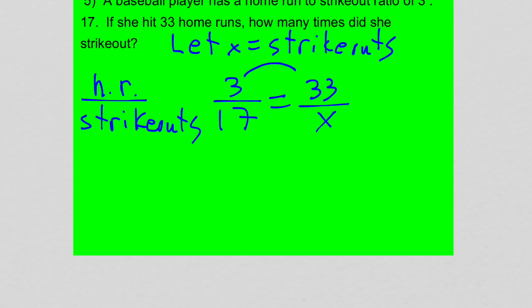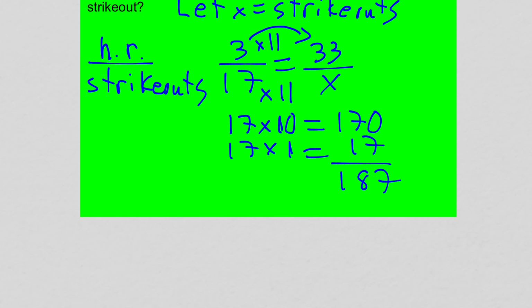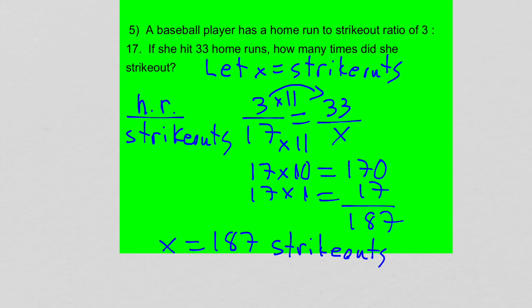Now, to go from 3 to 33, we times by 11. So we'll have to do 17 times 11. Oh, here's a quick way to do that. 17 times 10, and 17 times 1. That's 170. That's 17. So that's 187. X is equal to 187 strikeouts. She struck out 187 times. So she's either hitting a home run or walking back to the dugout.